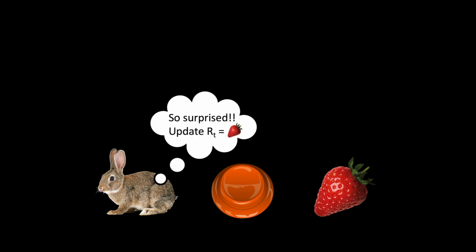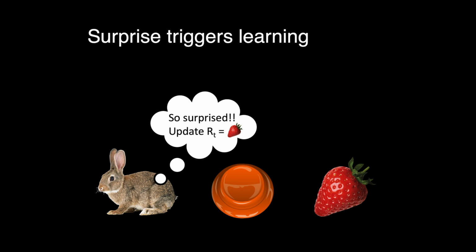One day, the bunny accidentally pushes the button. Maybe it's a random act of exploration. And he gets a reward, a strawberry. The bunny is very surprised, and he updates his belief about pushing the button, that it's actually an action that's valuable. He learned from this experience that the reward from pushing the button is a strawberry. So by being surprised, he learned something new.